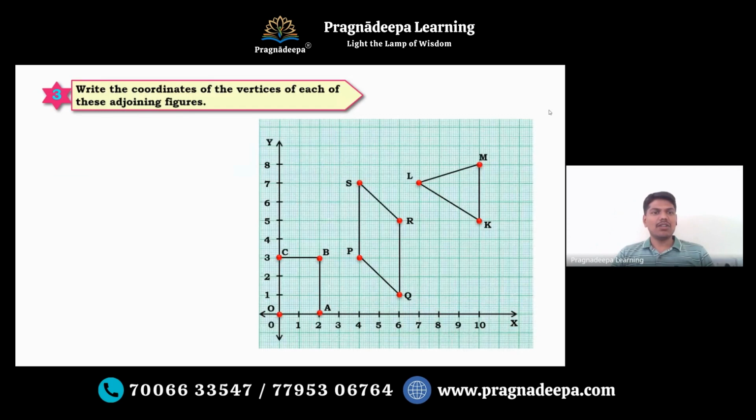Yes. Now it's a reverse way. They have plotted the points. They have given some quadrilateral, rectangle, parallelogram, triangle. You have to write the coordinates. Coordinates means what? How you will identify the point.